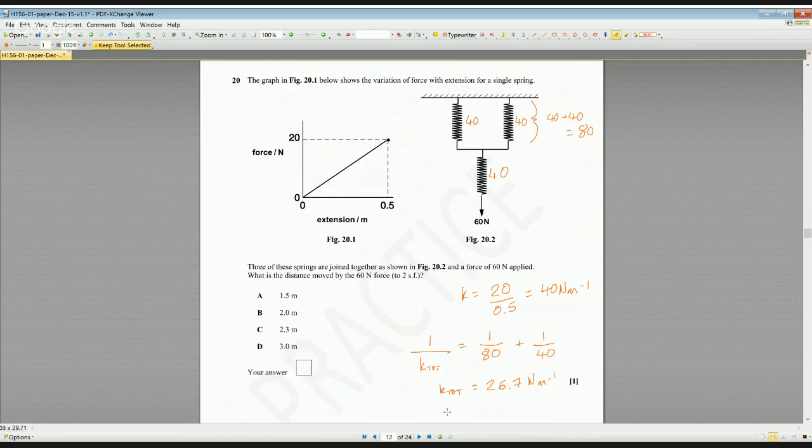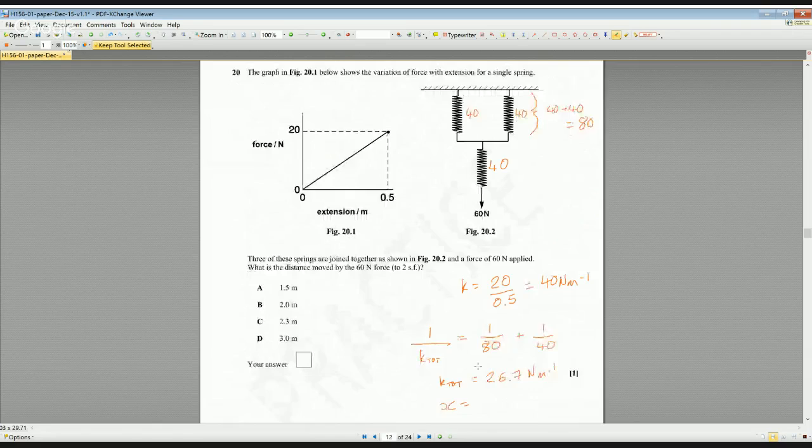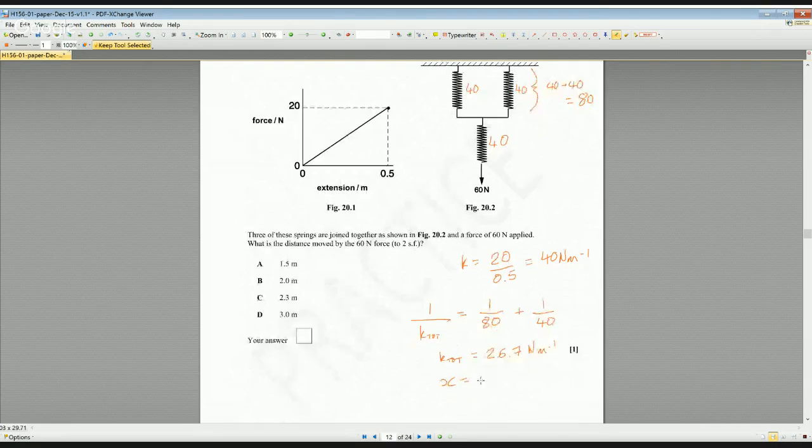We can then use F equals kx, rearranging to get x, F divided by k, which gives us 60 over 26.7, which is 2.25 meters. And fantastic, that must be answer C, correct to 2 significant figures, 2.3 meters.